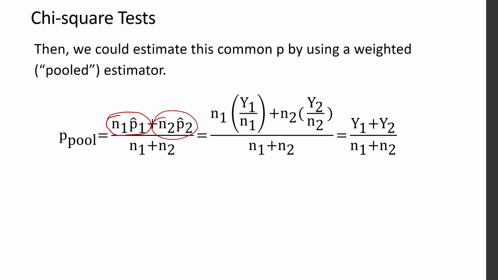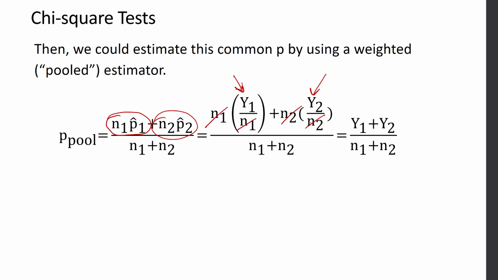Now what is P hat 1? That's just Y1 over N1, the number of yeses from group 1 divided by the sample size from group 1. And what's P hat 2? Y2 over N2, the number of yeses from group 2 divided by the sample size from that group. And so if we just fill in those P hats, we can cancel the N1 and N1 and the N2 and N2, and we end up with just Y1 plus Y2 over N1 plus N2.